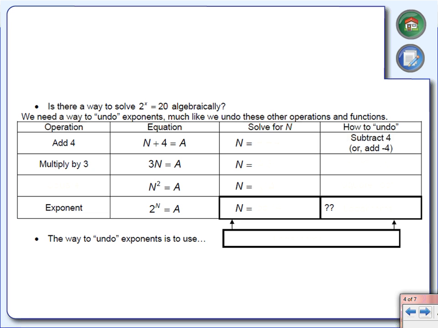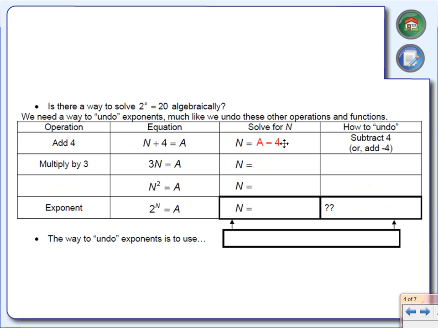First of all, you'll notice that the first operation we're dealing with is addition. How do you undo addition? How do you solve an equation like this over here, n plus 4 equals A? You subtract. The opposite of adding is subtract. So in this case, we would take our answer, subtract 4 from it, and that would give us the answer for the variable. To undo addition, we use subtraction.